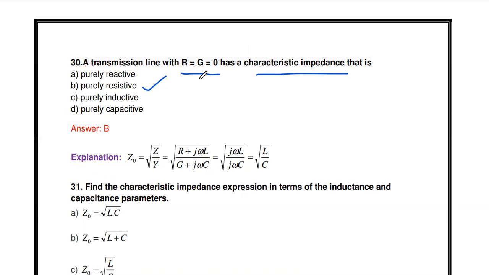So in this formula, you substitute the R value and G value as 0. If you substitute, we get the square root of j omega L by j omega C. The j omega cancels. So what is the simplified form of Z0? It's the square root of L by C. L is real, C is also a real value. So what about the value of Z0? It is purely resistive. It's not reactive, it's purely resistive.